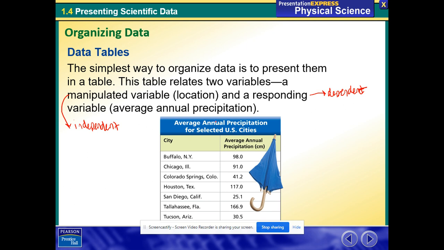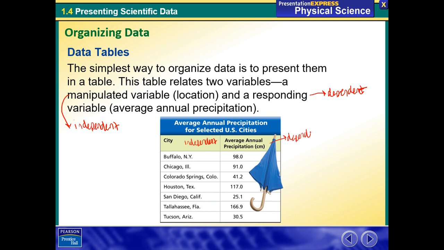Of course, like all tables, it has a title, average annual precipitation for U.S. cities, and there are two columns. The one on the left, this is your location. This is actually going to be your independent variable. This is what's changing, is where they're located. The dependent variable is going to be how much rain they get. Notice that the independent is listed first, followed by the dependent, and you will always see tables given this way. For example, in Chicago, it runs about 91 centimeters, whereas Arizona, it's pretty dry, so it only rains about 30.5 centimeters.